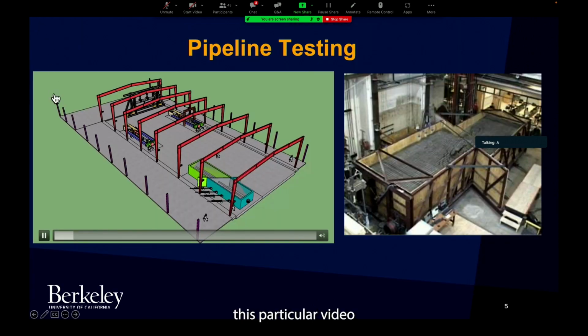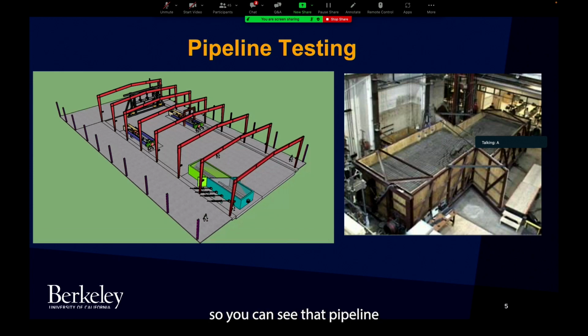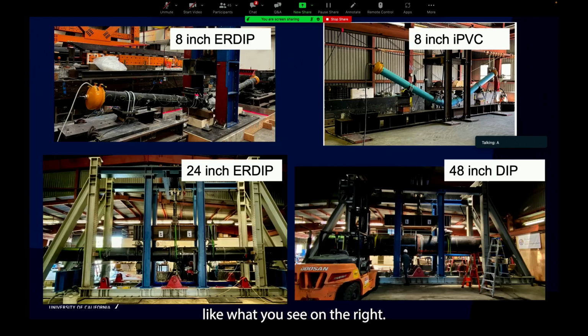Unfortunately, this particular video didn't work, but at the Center, we do a lot of pipeline testing. You can see pipelines tested in compression, tension, bending, and what we call biaxial, bend and then pull. We also acquired a split basin test, a big soil box from Cornell University that mimics fault rupture like what you see on the right. We've been doing a lot of testing of different types of pipeline and pipeline joint systems.